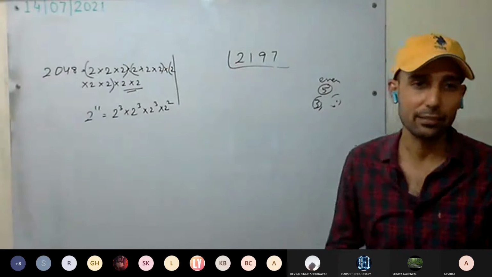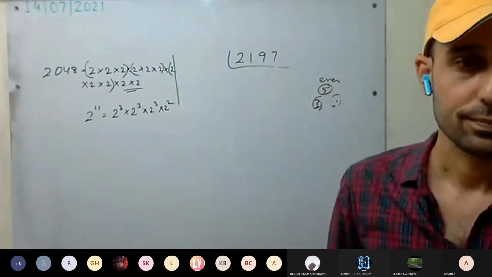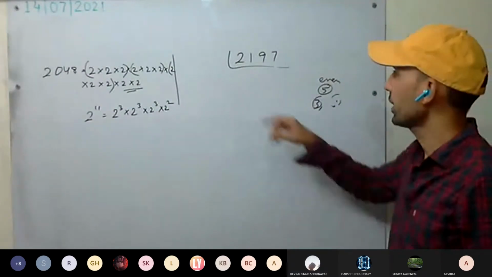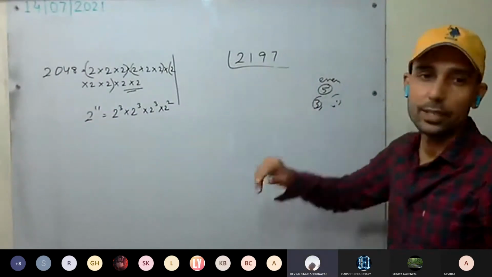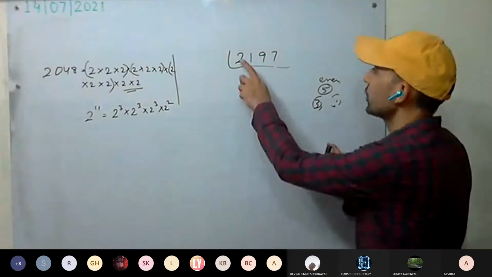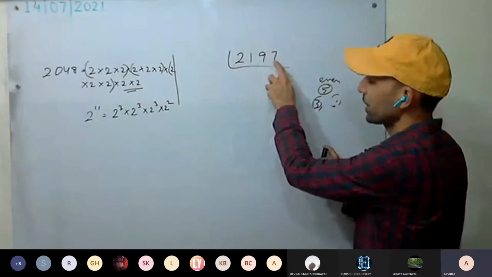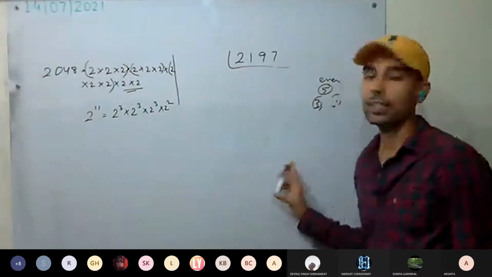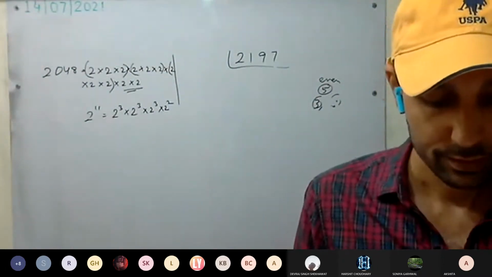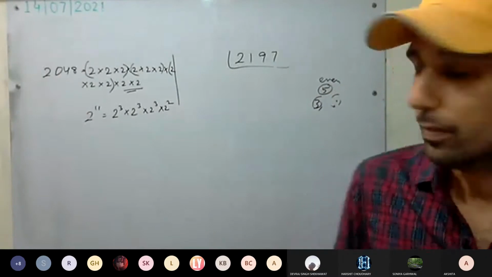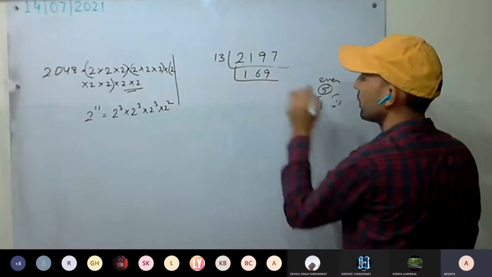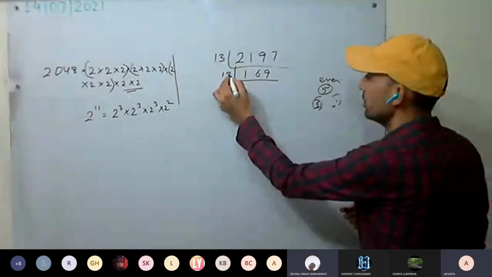Is it divisible by 7? No, sir, it's not divisible. 7 3 21, no. Then 11: 2 plus 9, 11, 8, the difference is not there. Okay, check with 13 now. Yes, sir, it is divisible by 13. 13 1s are 13, 13 13s are 169.